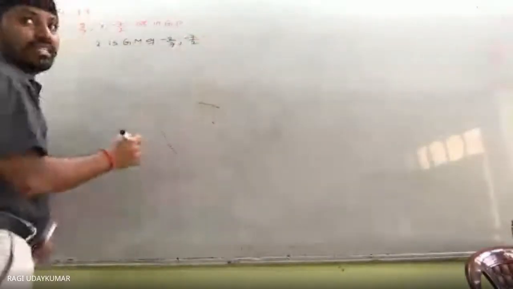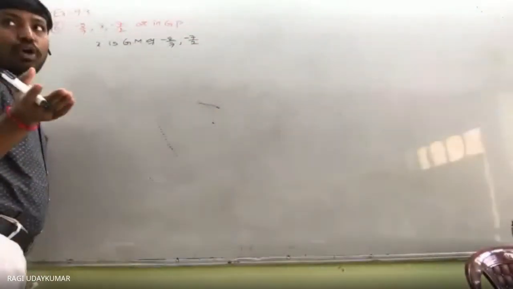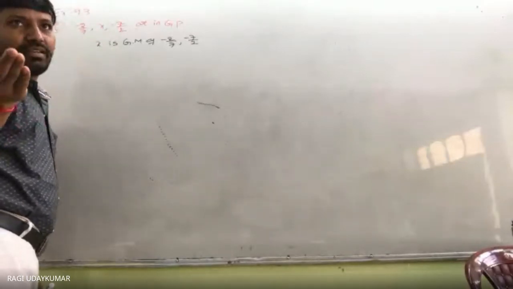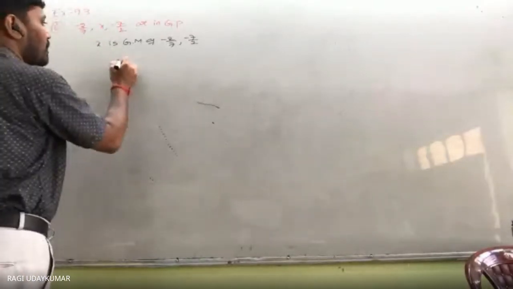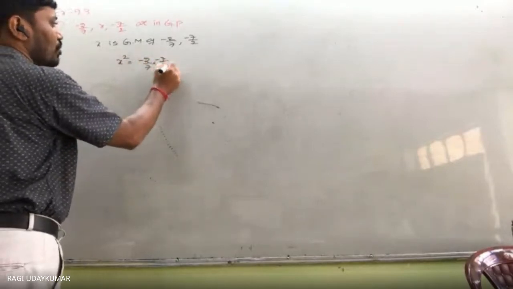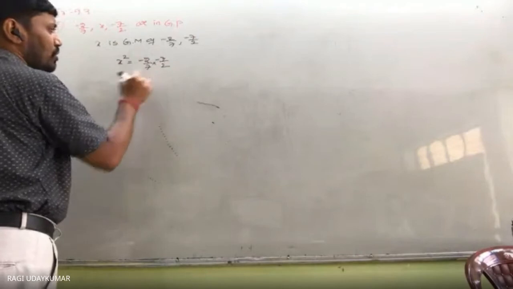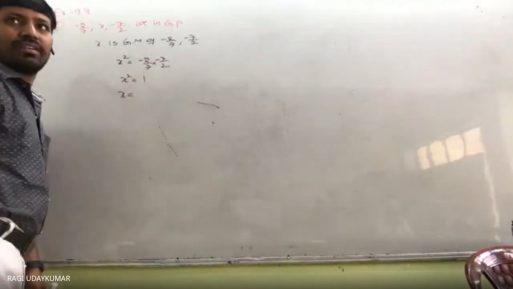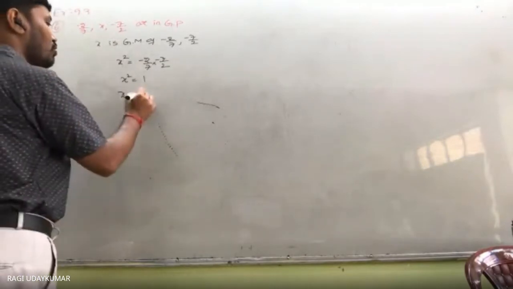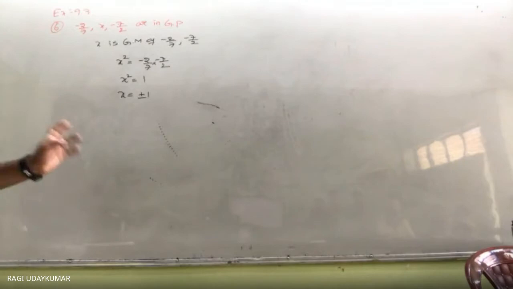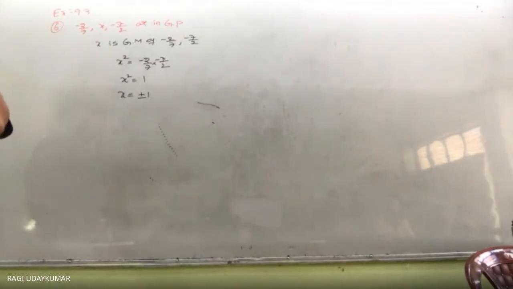That is nothing but: if A, M, B are in geometric progression, then M square is equal to A times B. So x square is equal to minus 2 by 7 into minus 7 by 2. So x square is equal to 1. So x is equal to what? Yes, we are going to get two answers, plus or minus 1. So don't get confused here. x square equal to 1 means the x value is plus or minus 1.